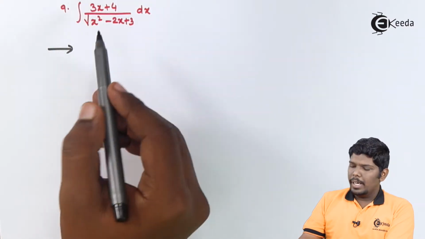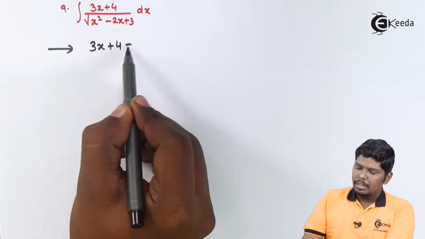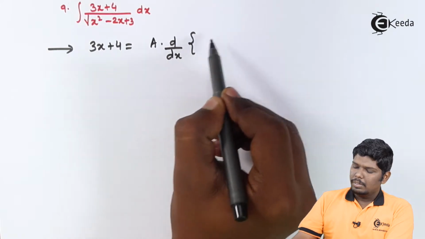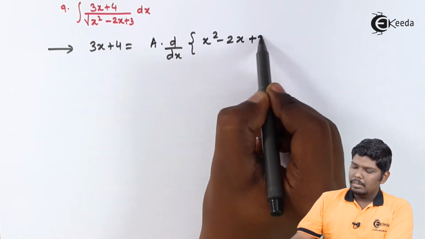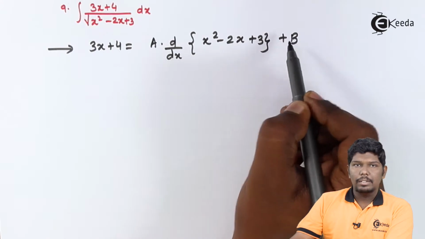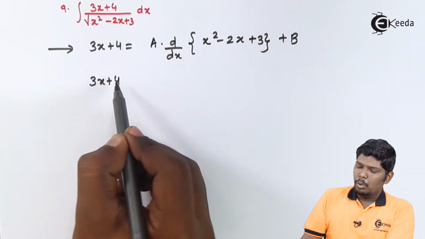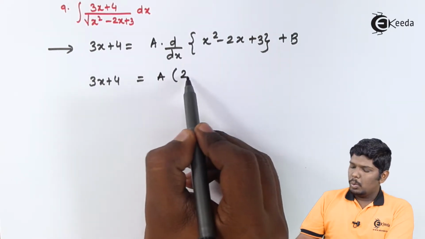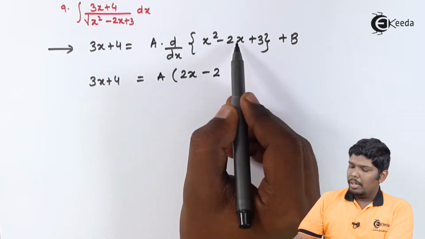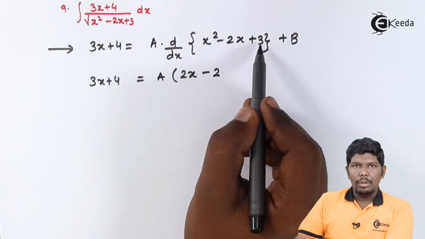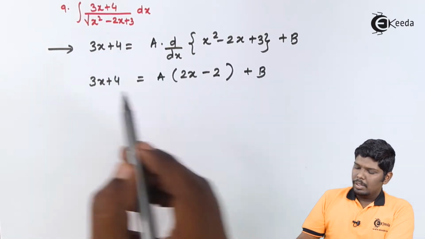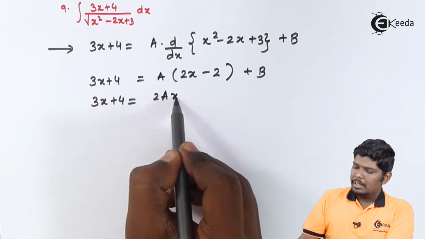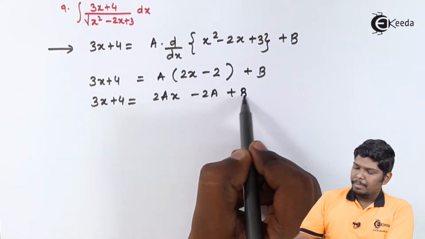Here we can start writing the numerator, that is 3x plus 4, as a into d by dx of x square minus 2x plus 3 plus b. 3x plus 4 will be equal to a into the derivative of x square, which is 2x, minus 2 into the derivative of x, which is 1, plus the derivative of 3, which will be 0. On further solving, 3x plus 4 is equal to 2ax minus 2a plus b.